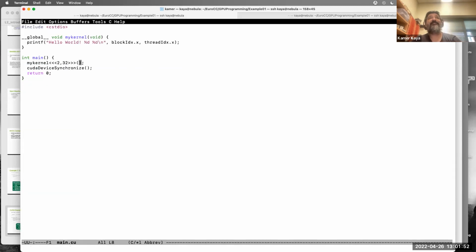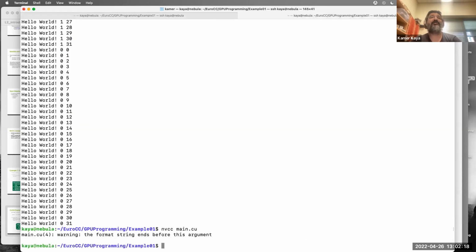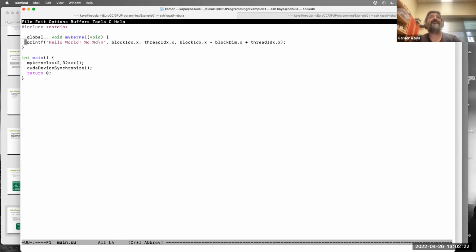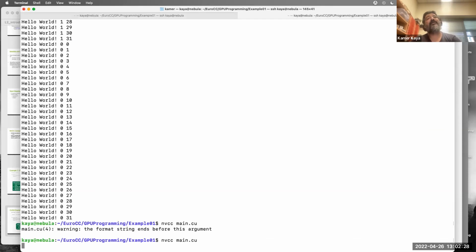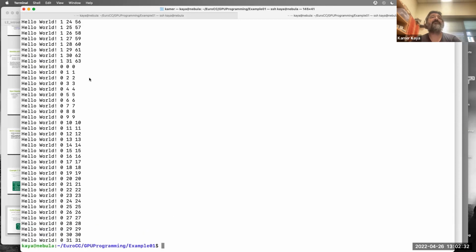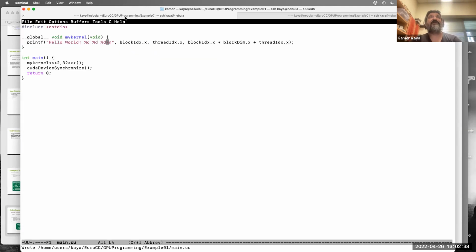So maybe to find the global ID, what were we doing? Block IDX X is my block ID. I'm a thread, and this is the ID of my block. I multiply it with the number of threads inside every block, and then I add my local thread ID here. And then I compile. And it doesn't print because of this. Okay, let's see what we have. As you see, the third number here is going from 0 to 63, because I have 64 threads.